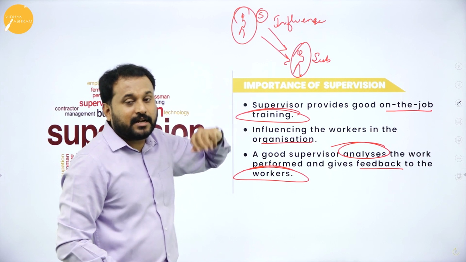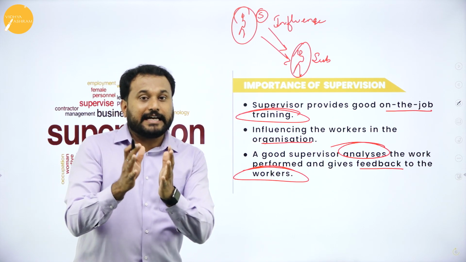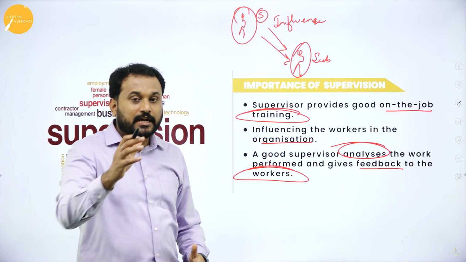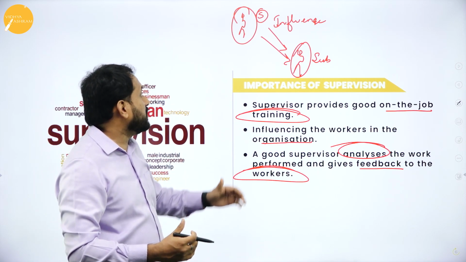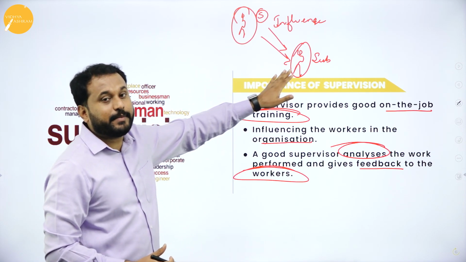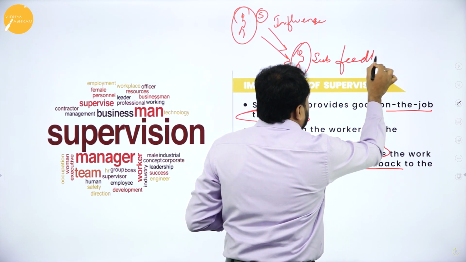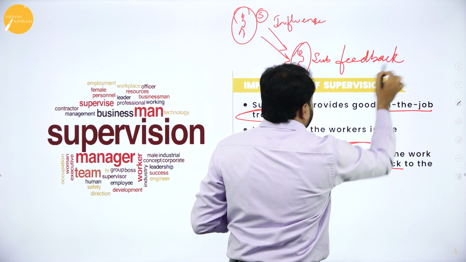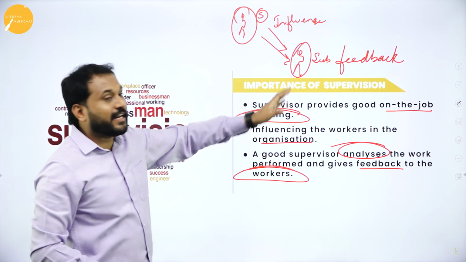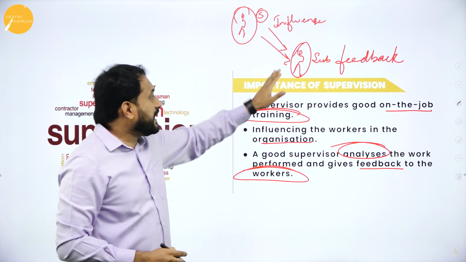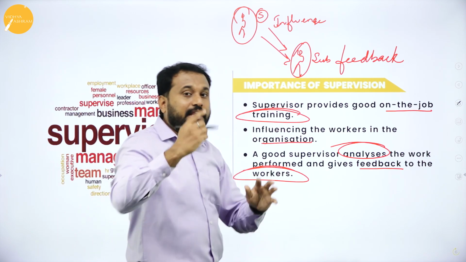After the work is done, the entire process is not already finished. The process continues because he needs to give feedback. And what type of feedback should he give? He should give proper feedback on what this subordinate has done, so that he can rectify his mistakes in the coming days.